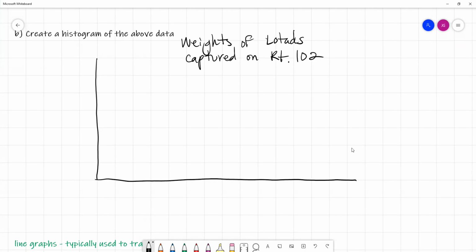And then, looking at my vertical axis, that's going to be my frequency. My biggest value is 9, so it looks like I want to scale this by 2s: 2, 4, 6, 8, 10. I don't really need to go all the way up there, so I can just end it there. So this is my frequency, the number of LOTADs that have that weight range that we'll have down here. Our axis label for the horizontal axis is the weight, and that's in pounds.